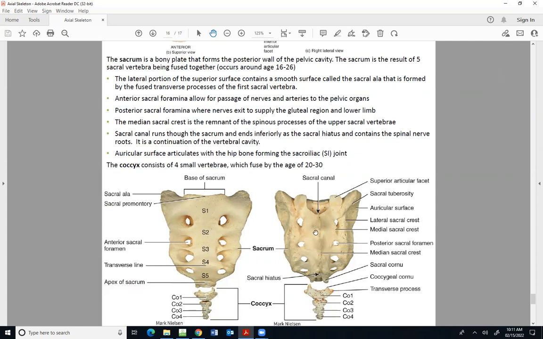Now, not only is it important to know where the median sacral crest is on the back side, but that's also going to help you identify these eight holes. If you're looking at the anterior view, you can see one of them. All eight of them are the same thing. Each is called an anterior sacral foramen, which allows for passage of nerves and arteries to pelvic organs. The same holes, when viewed from the posterior side, are described as posterior sacral foramina. So it's the same hole. When you look at it on the anterior side, it's anterior. When you look at it on the back side, it's posterior.